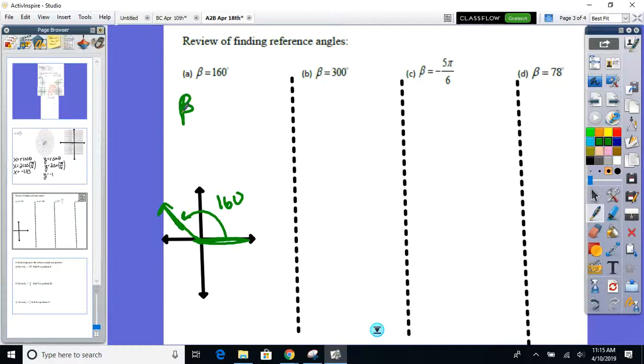Hey, this is how we write it. Anybody know that Greek symbol? Is that beta? And we put the subscript r that tells me it's a reference angle, 20 degrees. All right, what about for 300 then? You got an angle of 300. Do we think it's 60? I don't want to rush through this. 60?